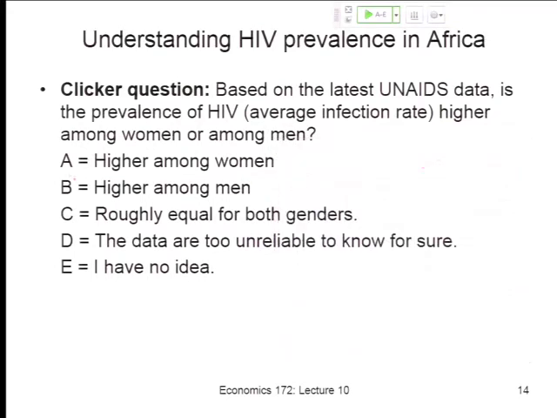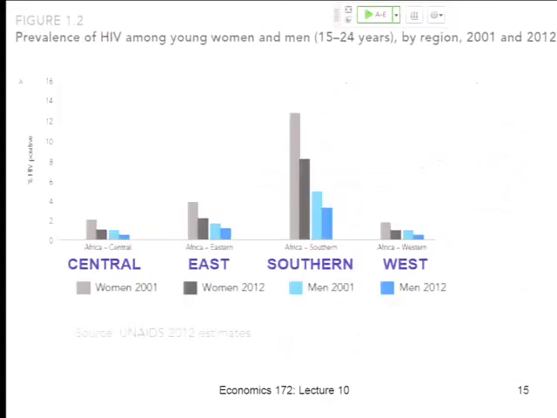So here's the data, and these are just from that report. I've labeled the different regions: central, east, southern, west. The gray lines are women's infection rates, and the blue lines are men's infection rates over time. So this is kind of a neat figure. You can see the changes over time. There are a few patterns in this figure.